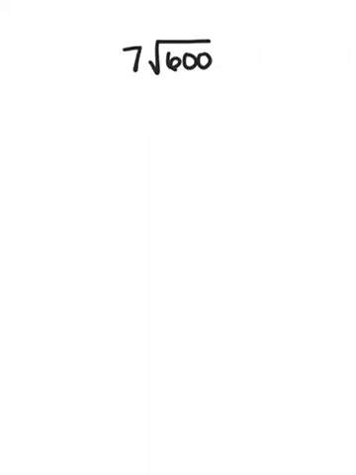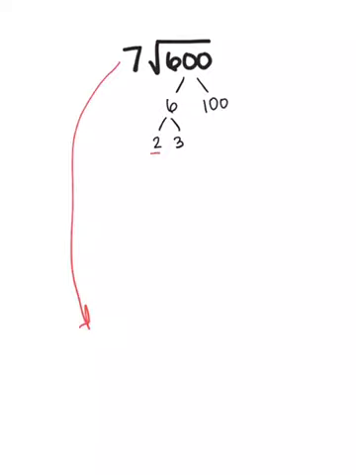Okay, 7 square root 600. So we ignore the 7 until the very end, and we're going to break down the 600. So I'm going to start out with just saying 6 times 100. Then I'm going to break down my 6, 2 times 3. And hopefully you're recognizing 2 is prime, 3 is prime. They cannot be broken down. Now I'm going over to 100.